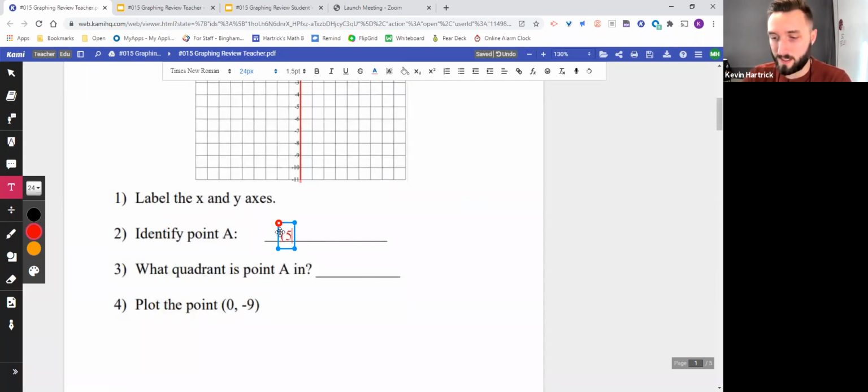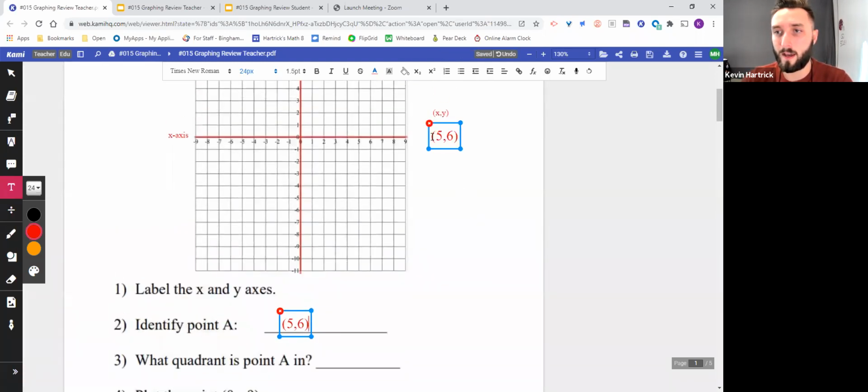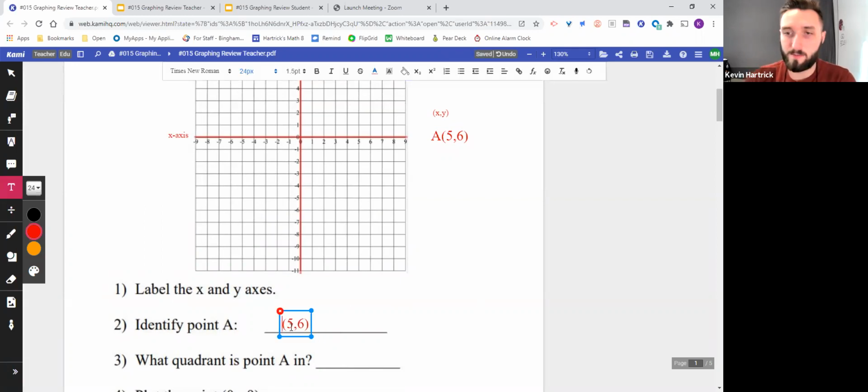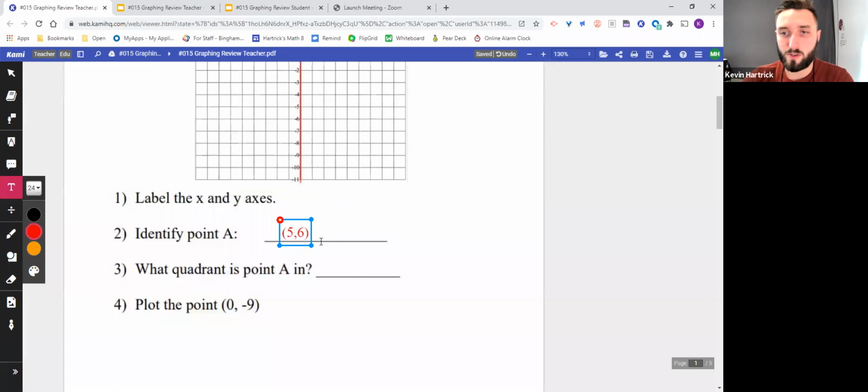Don't forget your parentheses. So many people forget the parentheses when they're writing down points. Don't forget it. Okay. You could also see it written like this. You could have an A in front of it, and that just tells you that you're talking about point A. So point A is (5, 6). Other times you won't have the A there. You're just talking about (5, 6).